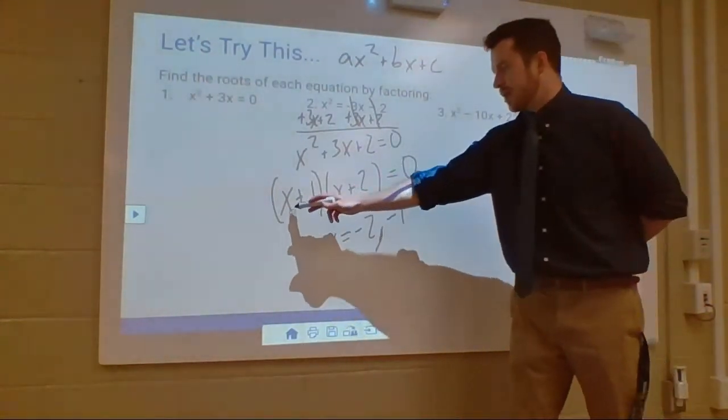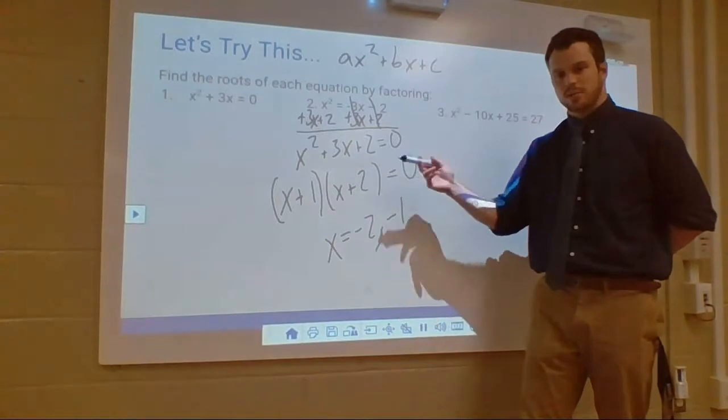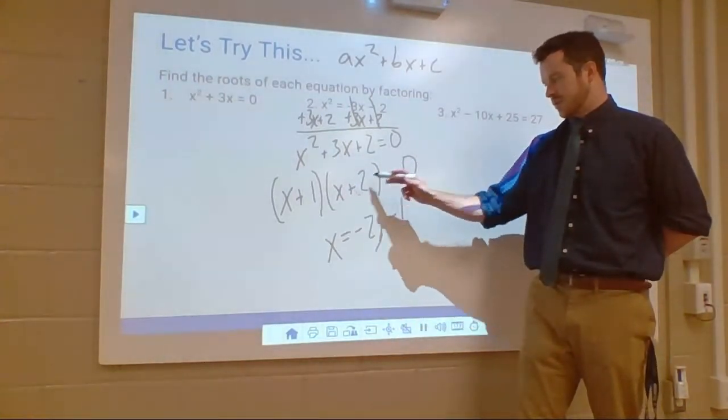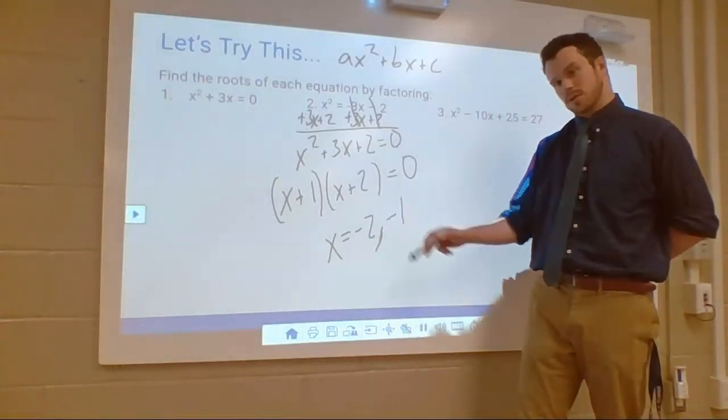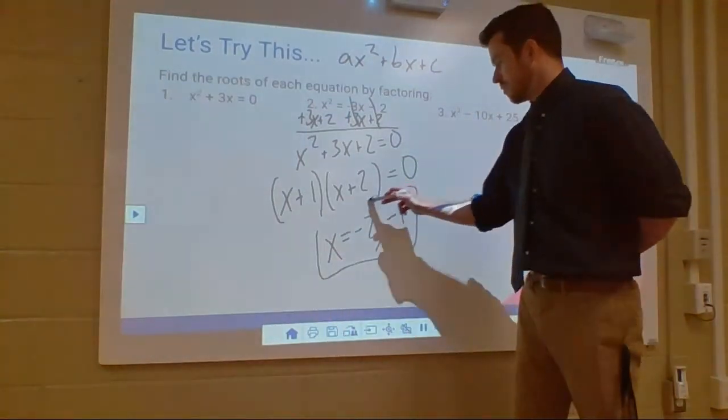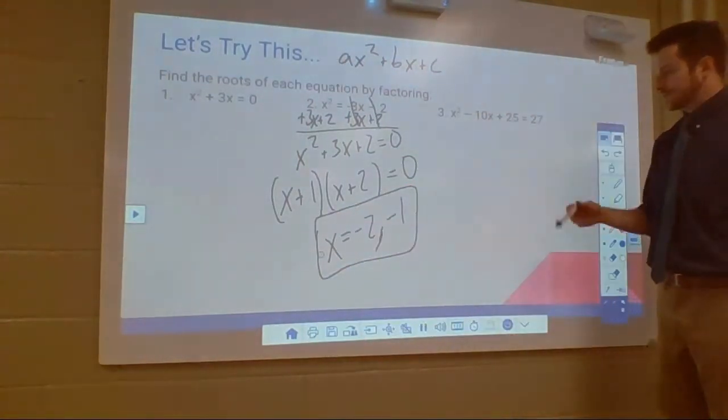Again, if you wanted to break it up and solve it, x plus 1 equals 0, you would get negative 1. If you said x plus 2 equals 0, your solution would be negative 2. So those are your answers for number 2.